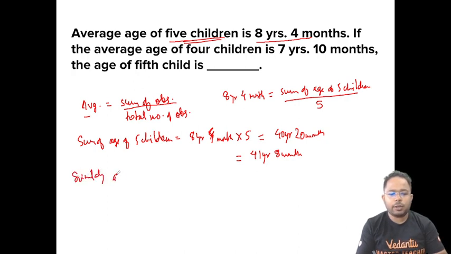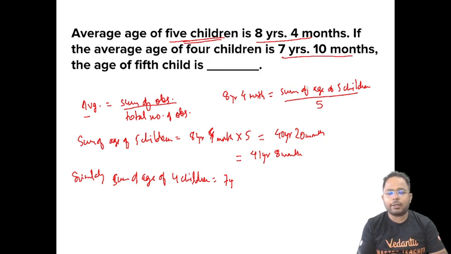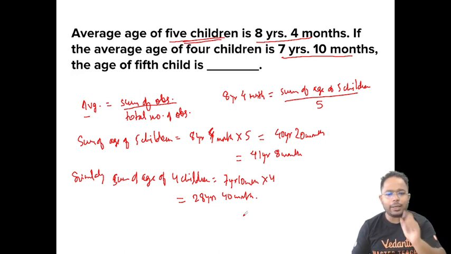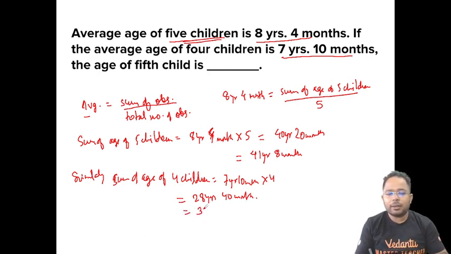Similarly, we can say the sum of ages of 4 children. Very simple. Again, as the average is given as 7 years 10 months, we will multiply with 4. So it becomes 28 years and 10 fours are 40 months. Now once again, 40 months: 12 months is 1 year, so if we divide 40 by 12, 12 threes are 36. That means 3 years. So 28 plus 3 becomes 31 years, and it remains with 4 months.